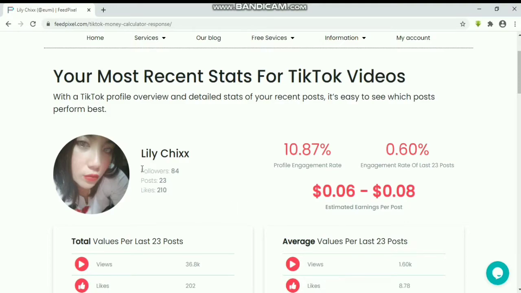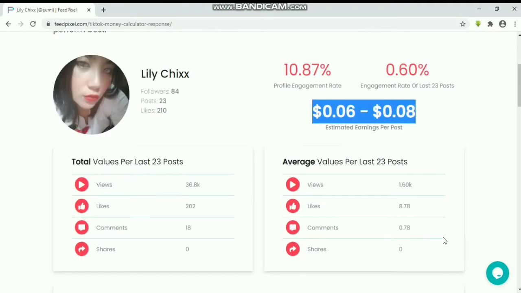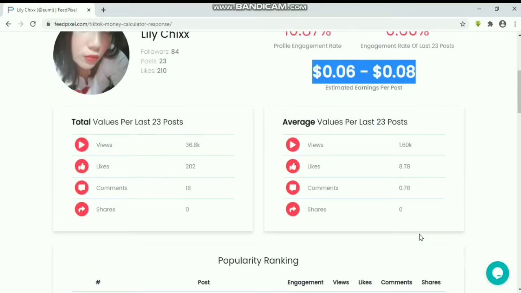Want to know what your TikTok engagement rate is? To use TikTok Money Calculator, simply enter your username and tap calculate. Do you find starting a TikTok account from scratch hard?